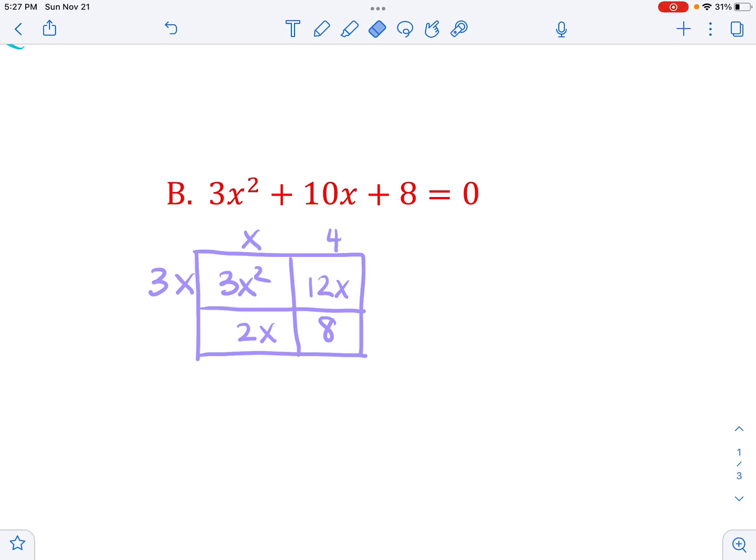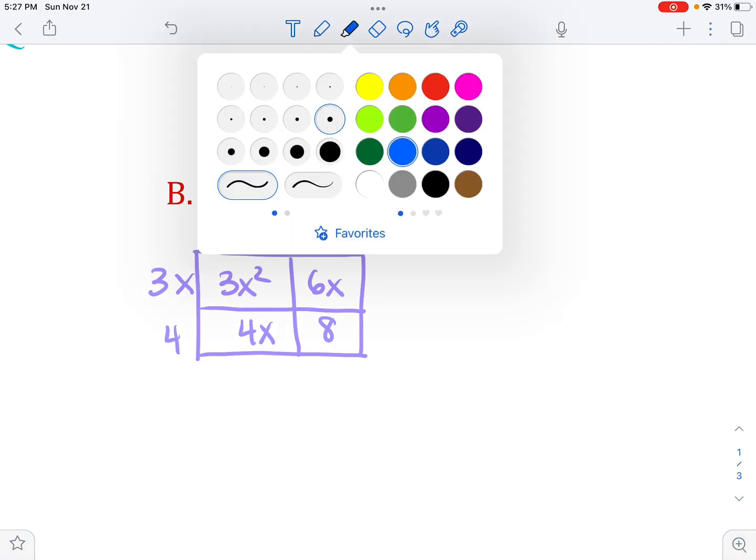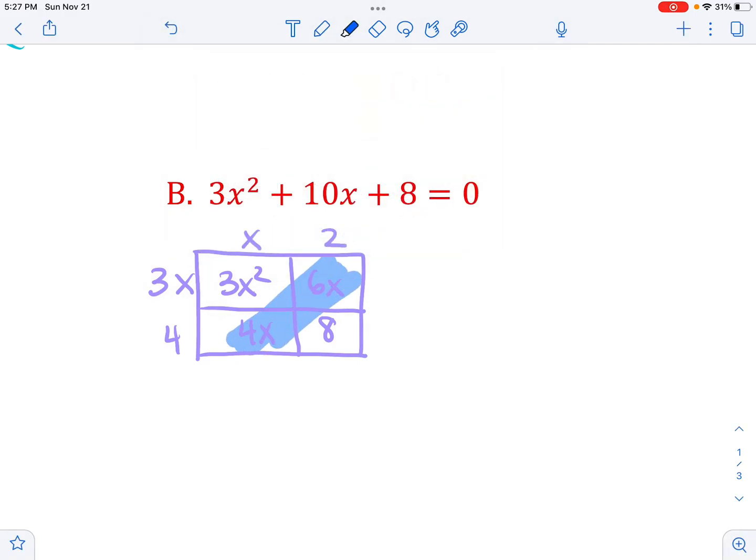So I can switch the position of the 4 and the 2. Maybe a 4 and a 2 like this. So this gives me 6x. And again, that came from 2 times 3 from here with the x, so 6x. This is 4 and x, so that gives me 4x. And thankfully, if I add the insides up, 6x and 4x together does give me 10x.